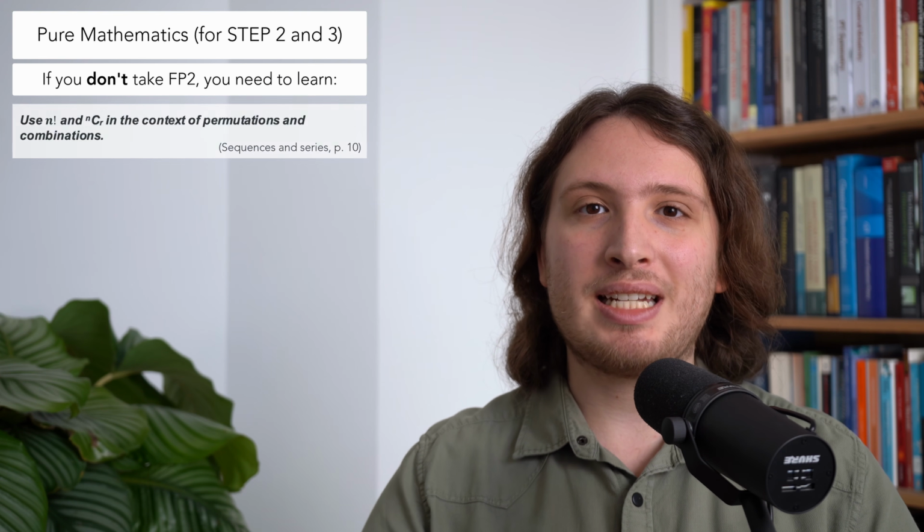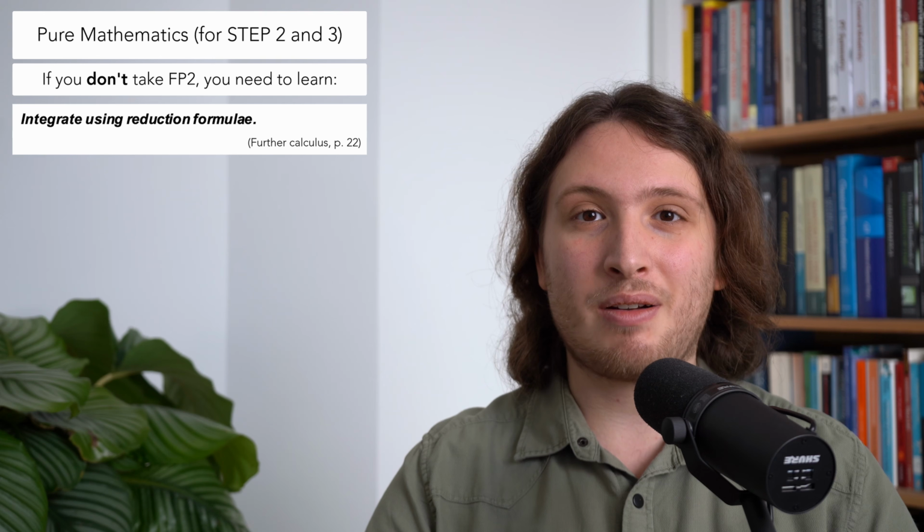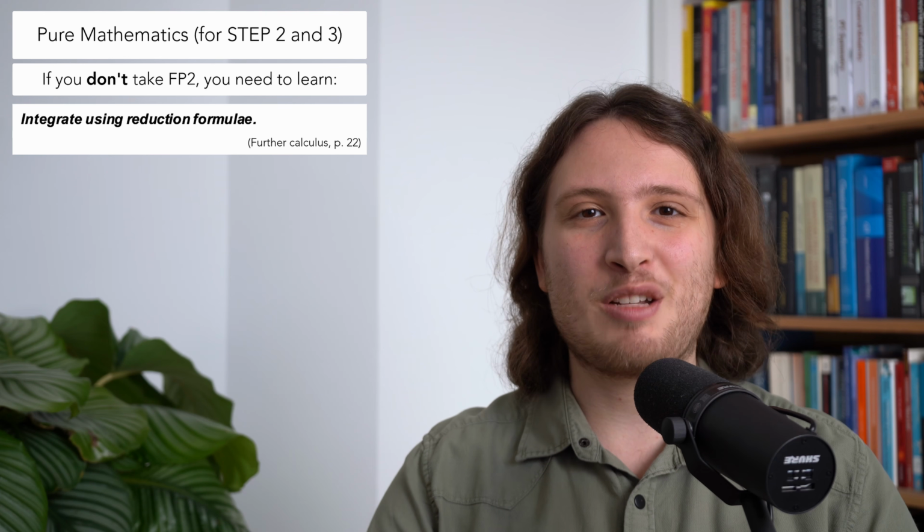For STEP 2 and 3, you'll need to know about permutations and combinations, which is covered to a good level of detail in FP2. You'll also need to know about reduction formulae for integration, although this is quite a self-explanatory topic. For STEP 3, you'll also need to learn the formula in terms of an integral for the length along the arc of a curve.